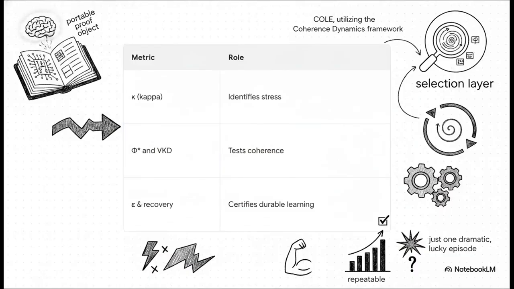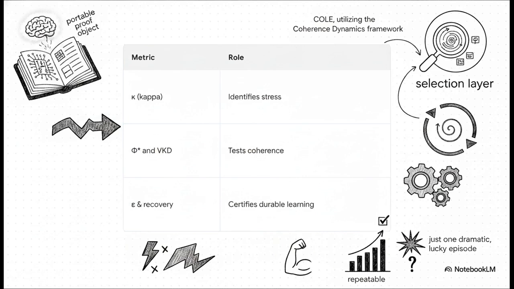So to solve this, OpenLine defines the portable proof object, while a system called COAL, using the Coherence Dynamics framework, proposes a selection layer. This layer examines the run for stress, drift, unsupported claims, recovery, and outcome quality. Now, I want to be super careful here. These are conservative, proposed roles. We are not claiming that these metrics have been universally validated as undeniable laws. But the proposed design is brilliant.